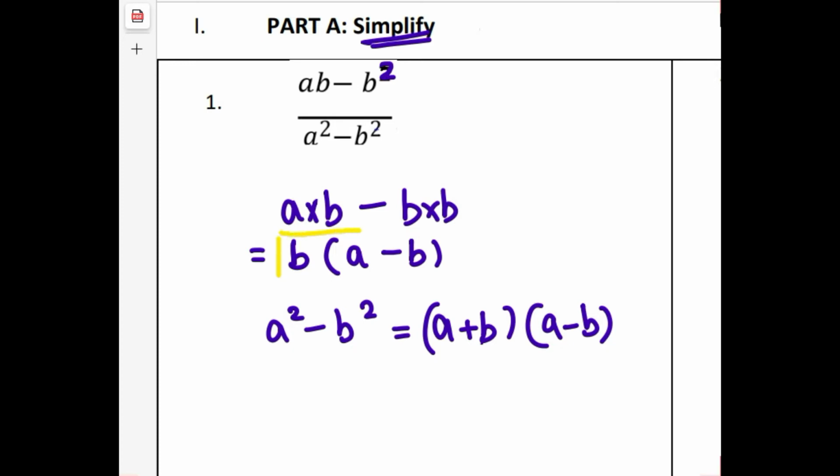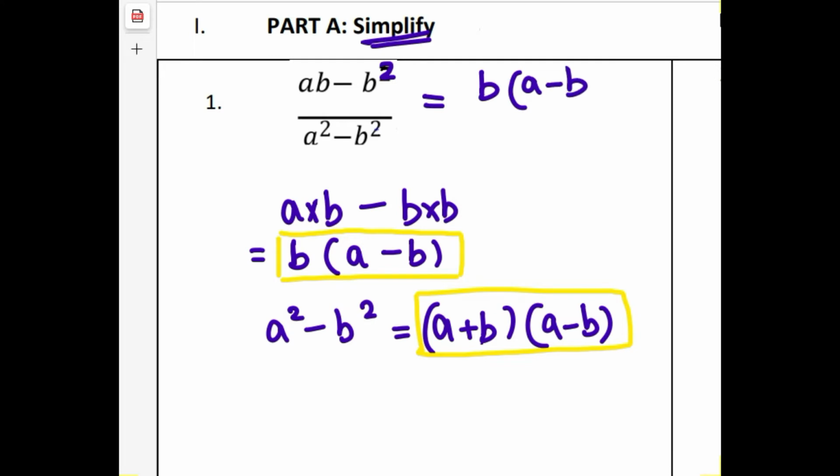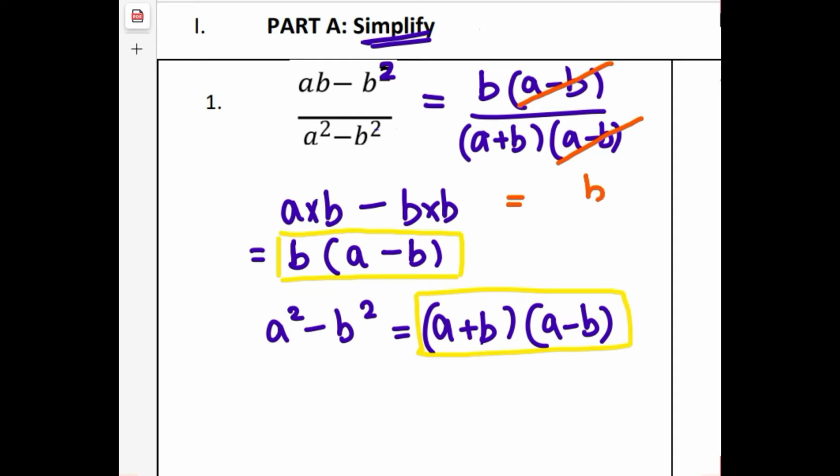So I have the numerator as b times a minus b, and my denominator is a plus b times a minus b. Using this, I'll write b times a minus b over a plus b times a minus b. I can cancel a minus b and a minus b, so my final answer will be b over a plus b.